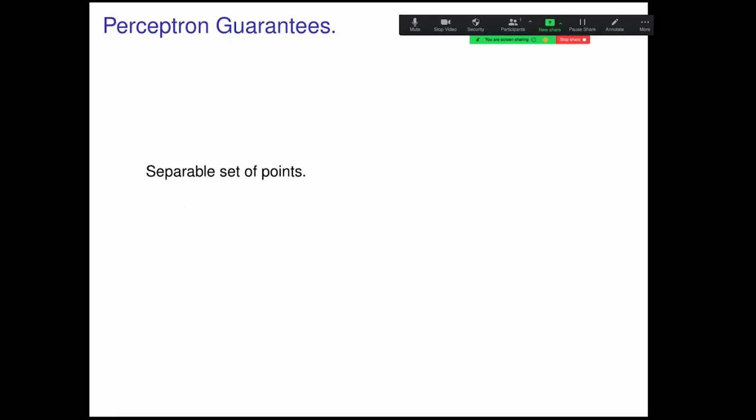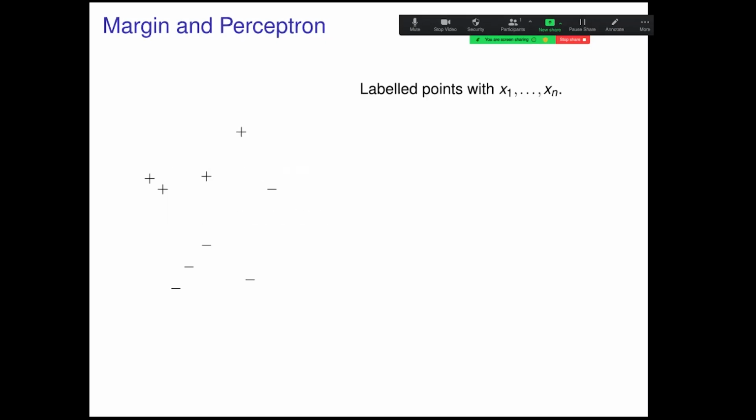Here I'm going to move a little bit toward learning, but really this is how machine learning and optimization are the same, or at least very closely related. So I have a separable set of points and a perceptron, and I'm going to prove a performance bound. The problem is the following. I have labeled points x1 through xn.